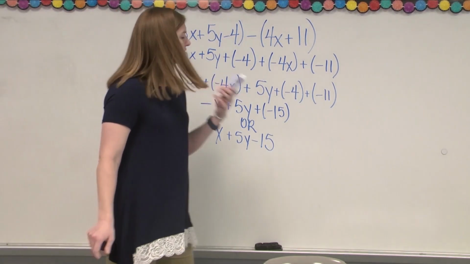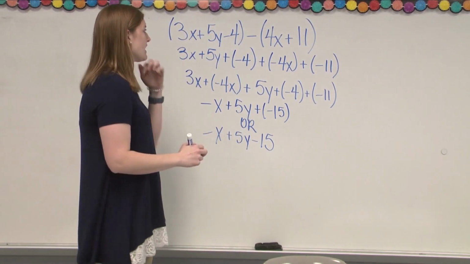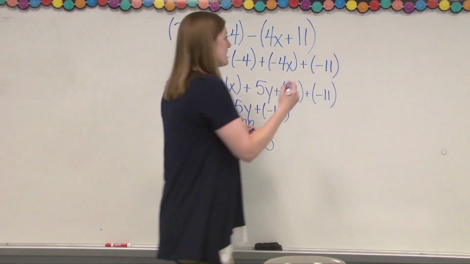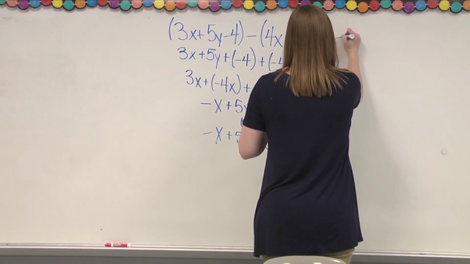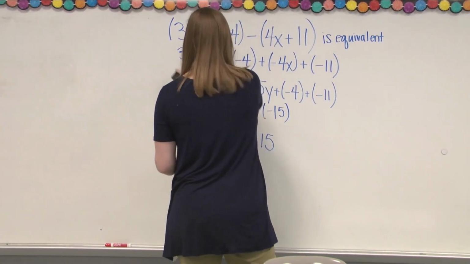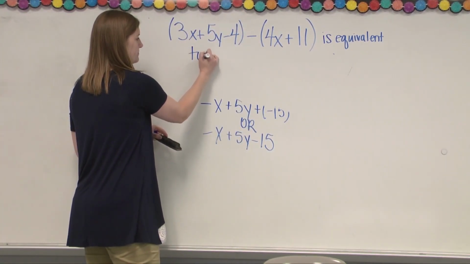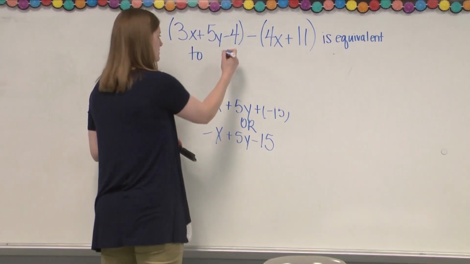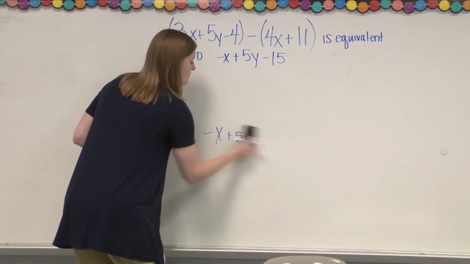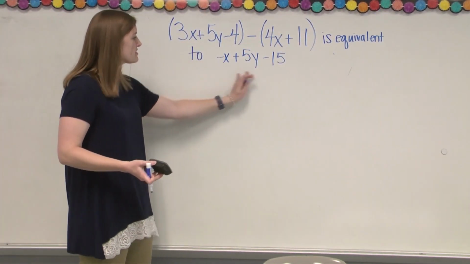All right, so we've done the simplifying, we used opposites, but now we've come to the conclusion that 3x plus 4y minus 4 minus 4x plus 11 is equivalent to negative x plus 5y minus 15. We simplified, we generated an equivalent expression. We had this expression, and we used our knowledge of opposites to generate this equivalent expression.